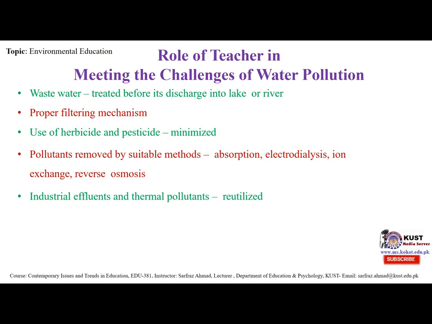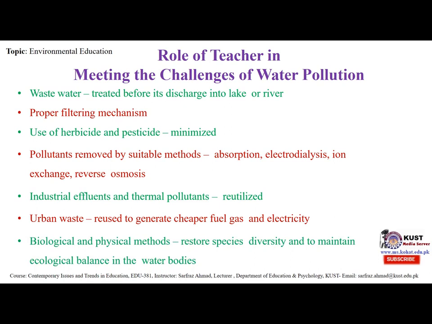Industrial effluents and thermal pollutants should be reutilized. Urban waste can be reused to generate cheaper fuel, gas and electricity. Biological and physical methods can restore species diversity and maintain ecological balance in the water bodies.